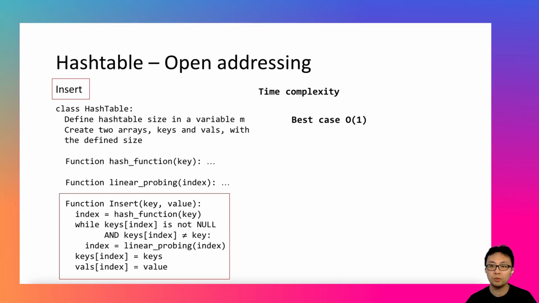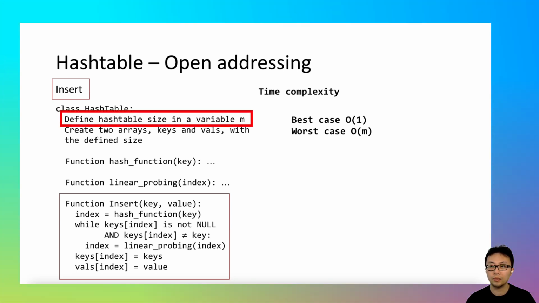When the hash table is full, and there's not a single spot where you can insert any new data, in that case, this while loop will be in proportion to the size of the hash table. Because you need to run the while loop to figure out that every index computed by the probing function is not available until the index is out of the bound of the hash table size. That said, in the worst case, the time complexity is in proportion to the size of the hash table, which is big O of m. In case you forget, we used m here to represent the size of the hash table.